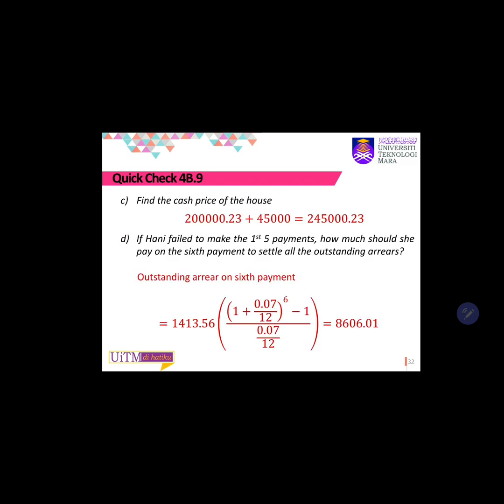So next question, find the cash price of the house. How to find the cash price of the house is, you add up the present value or amount of loan with the down payment. So let's say the question doesn't state any down payment, so the price of the house will be the amount of loan or the present value.